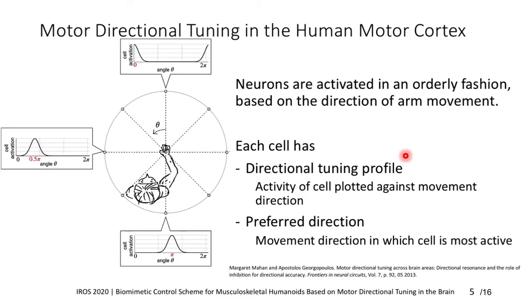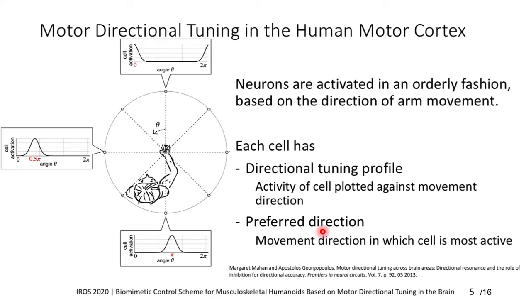Here's an overview of the motor directional tuning phenomenon in the human motor cortex. Neurons that exhibit the motor directional tuning are activated in an orderly fashion based on the direction of our movement. For each of these cells, we can measure the directional tuning profile, which is the activity of the cell plotted against the movement direction. In the left graphic, as an example, 3 directional tuning profiles are shown for 3 cells.